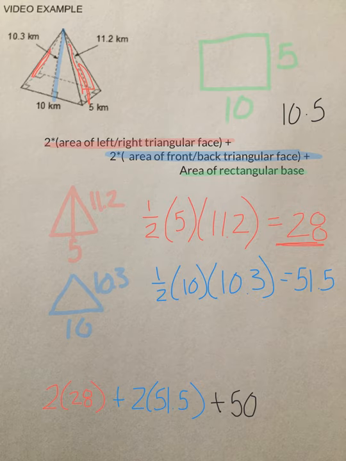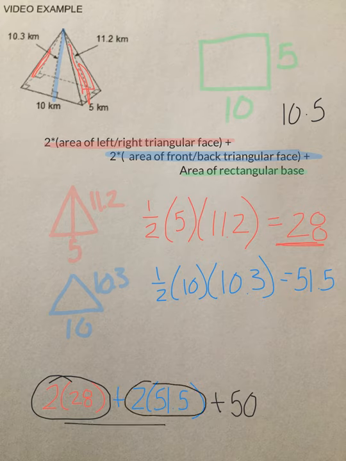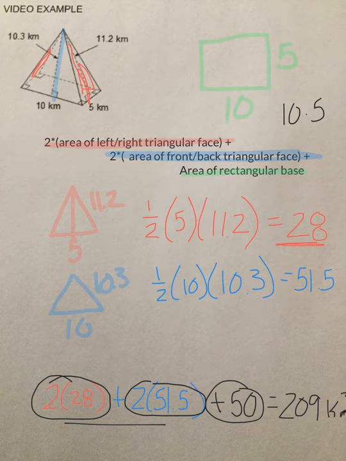And now I've talked about the area of the two faces, the left and the right. Two faces, the front and the back. So I've accounted for 4 faces so far. And I've accounted for the bottom. So I've accounted for all faces of this, all 5 faces. And I end up with 209 when I add that together. Since it's kilometers and its area, this would be kilometers to the second power. I know I went off the screen a little bit there, but 209 kilometers to the second power.